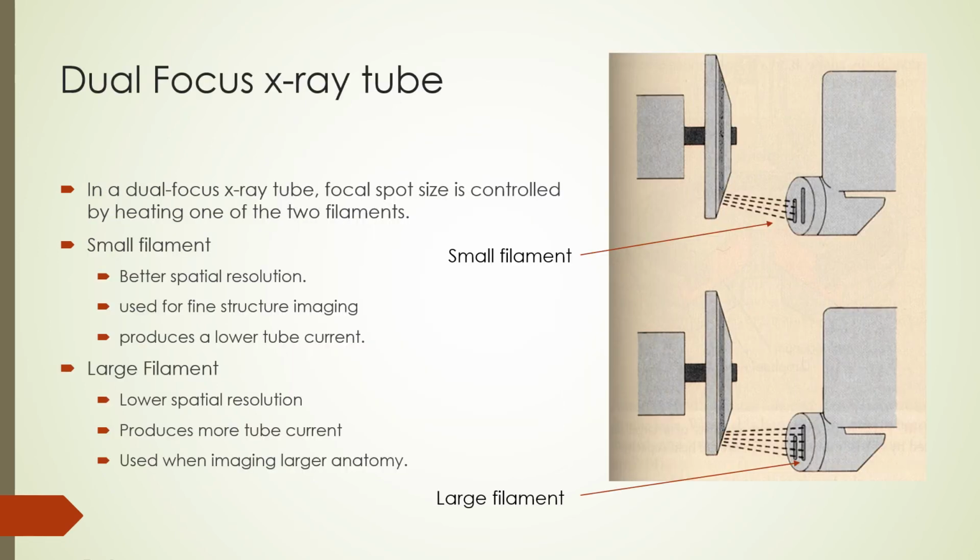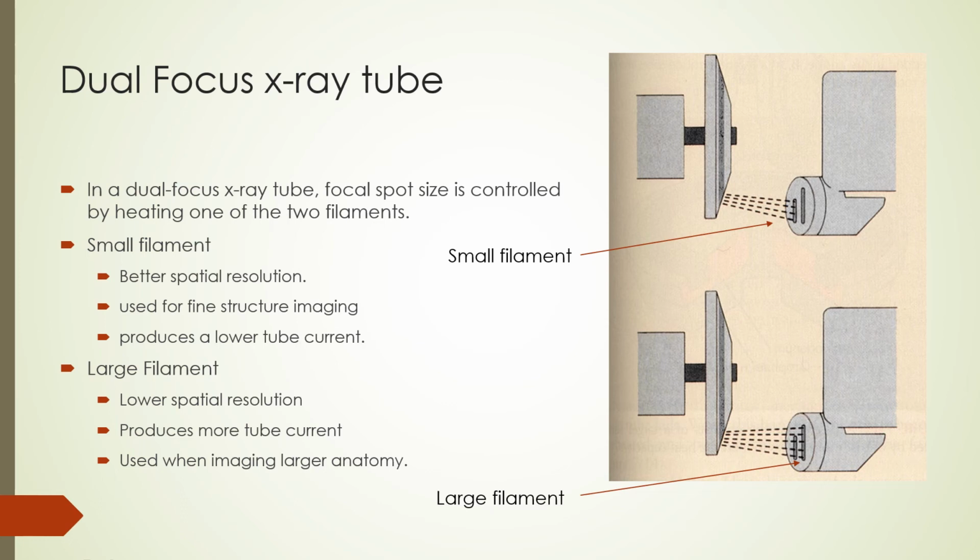An X-ray tube having two filaments is called a dual focus tube. Having two filaments allows different focal spots to be selected for imaging. The size of the filament relates to the size of the focal spot. The focal spot size determines partly the spatial resolution as well as the amount of tube current available for imaging. The large filament will produce more electrons when heated compared to the small filament, so the tube current is higher for the large filament compared to the small filament.